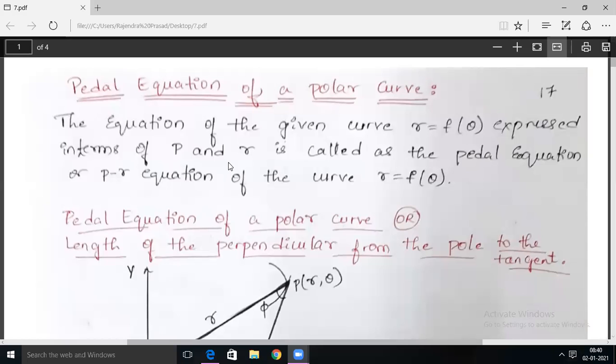So for the polar curve, we have to express it in terms of p and r. So that is what the pedal equation is. Observe carefully here: the equation of the given curve r is equal to f of theta expressed in terms of p and r is called the pedal equation or PR equation of the curve r is equal to f of theta. So we have to find the pedal equation of this polar curve, that should be in p and r. So this is the definition of the pedal equation, right?